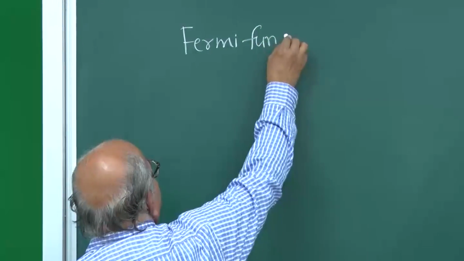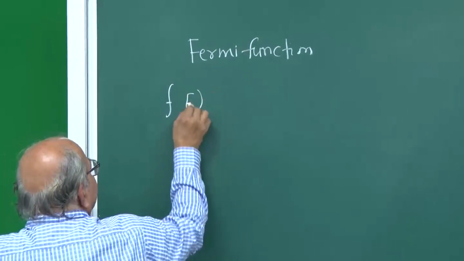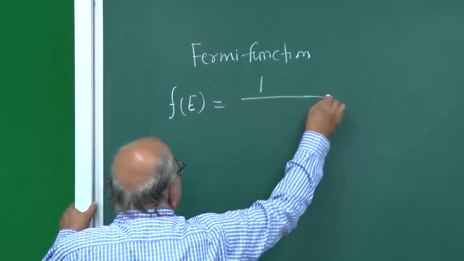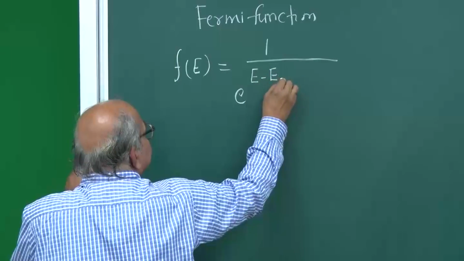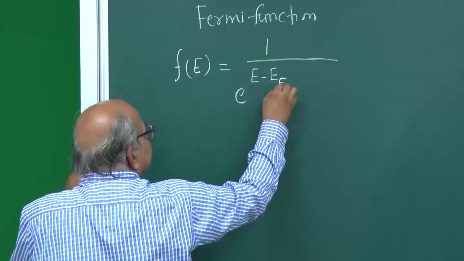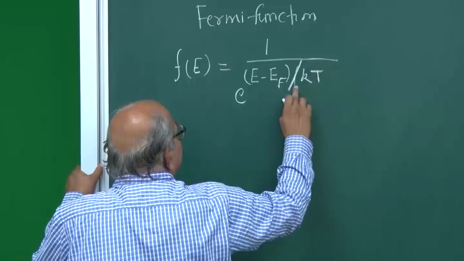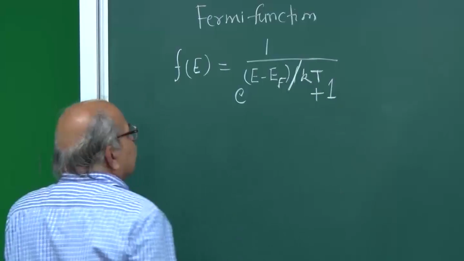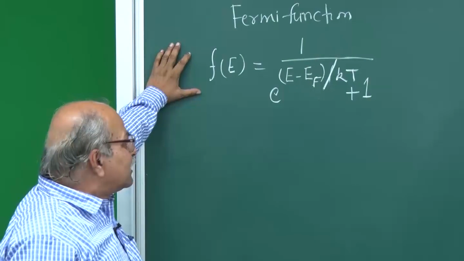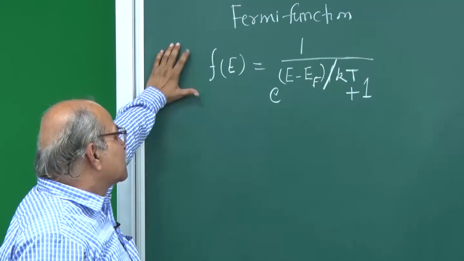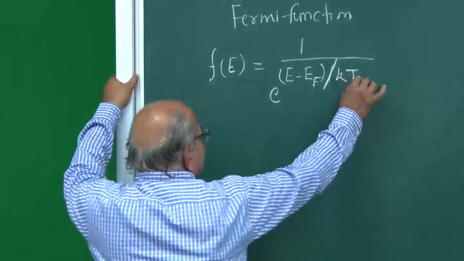First, let me write this function. This is a function of energy, and it is written as 1 divided by e to the power (E minus EF) divided by kT, plus 1. So this is known as a Fermi function. It's a very interesting function mathematics wise also. If you try to plot this, this temperature is a fixed parameter here.